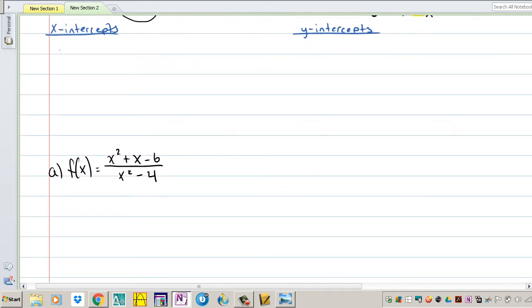For x-intercepts, you set y equal to 0 and then you solve. That's all you have to do, and whatever answers you get are your x-intercepts. For y-intercepts, it's the other way around. You set x equal to 0, and then you solve. Okay, so that's a brief introduction. Let me go ahead and help you out with the problems that you need help with.